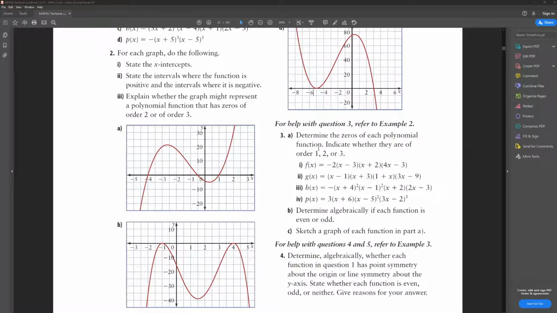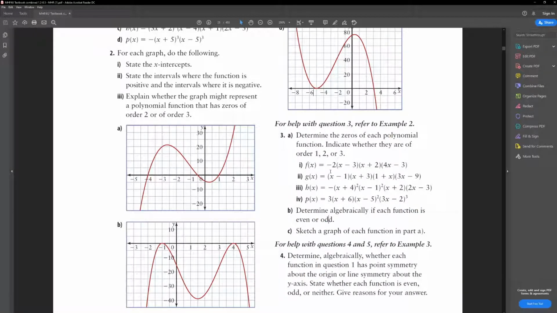Then order 1, 2, or 3, all of these have an exponent of 1, therefore these are all order 1. Okay, and then 4, we have negative 6, 5, and then 2/3. And we have, this is of order 1, this is of order 2, this is of order 3. Really easy.